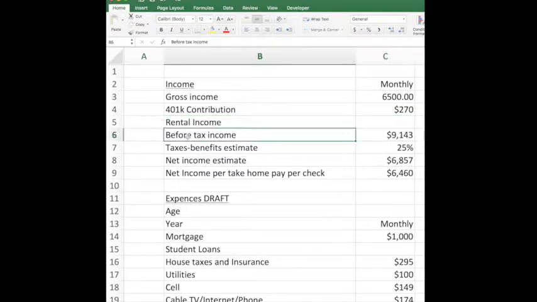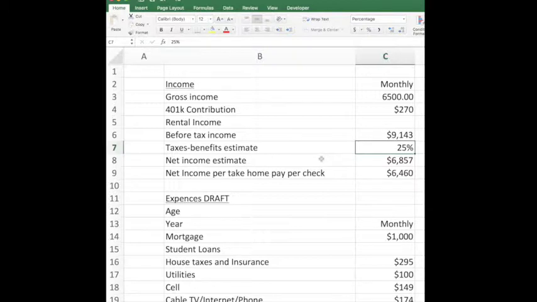So before tax income is calculated here. Taxable benefits is 25%. According to this plan, I think it's probably a little higher than that. Estimated net income estimate is $6,800. Their actual paycheck is $6,400, which means their estimates are a little bit off. They're probably paying more in taxes than they gave themselves credit for.